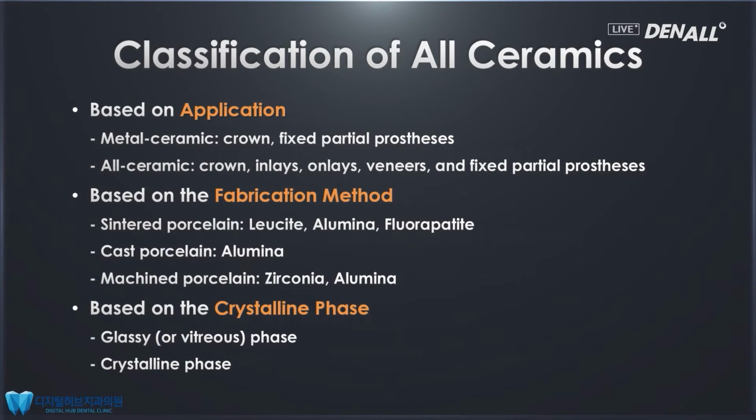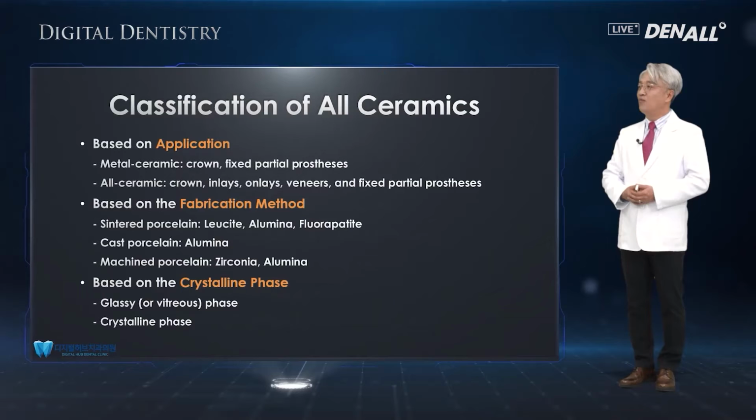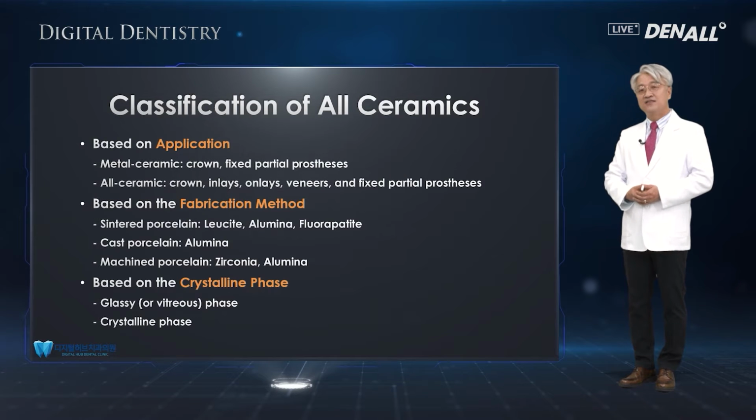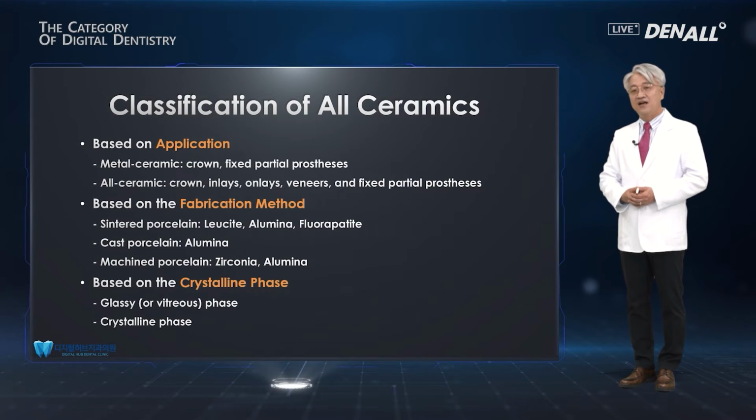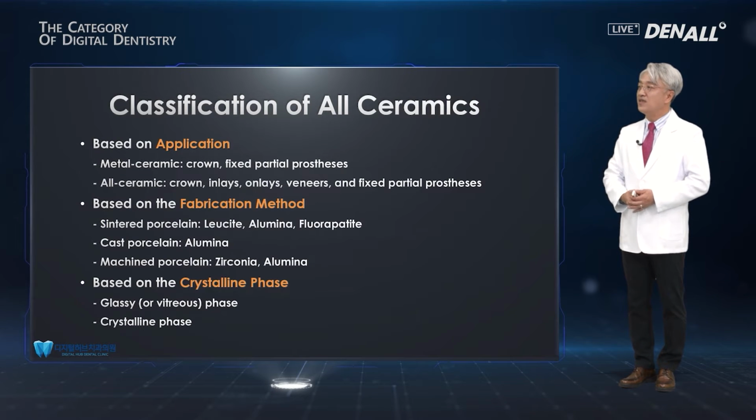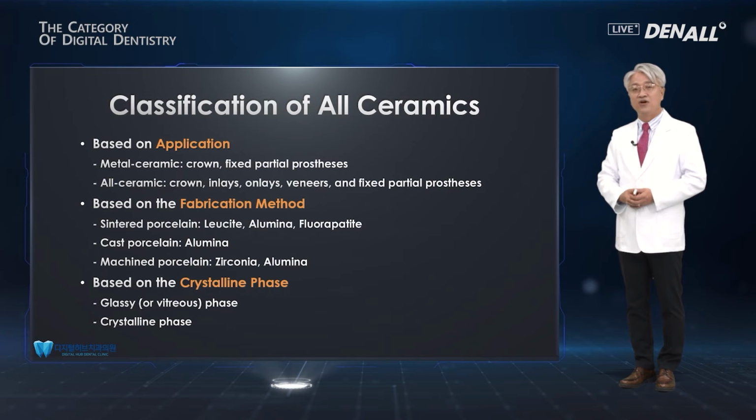So classification wise, you can do it in three ways: in terms of application, fabrication method, and whether it's crystallization or not. So in terms of application, as I told you before, metal or gold crown aesthetically, you do veneering, so you could use metal ceramics, or you could also have all ceramics for crowns, bridges, and veneers.